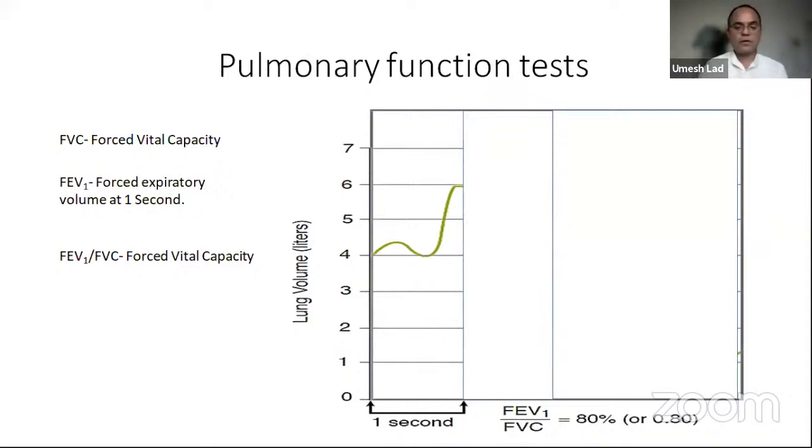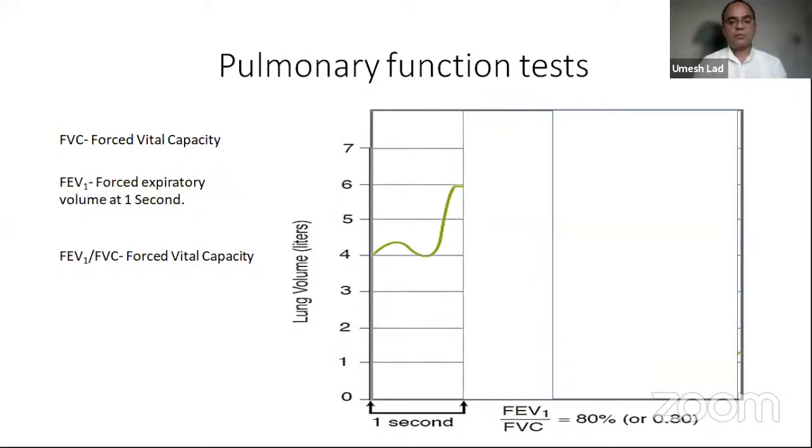So take 3 recordings and the best of 3 can be used because it takes time to learn. Though we are experts in that, or will become experts in that, the patient might be doing it for the first time in their life. So you have to train them a little bit, and then we can get the best possible results of the pulmonary function test.